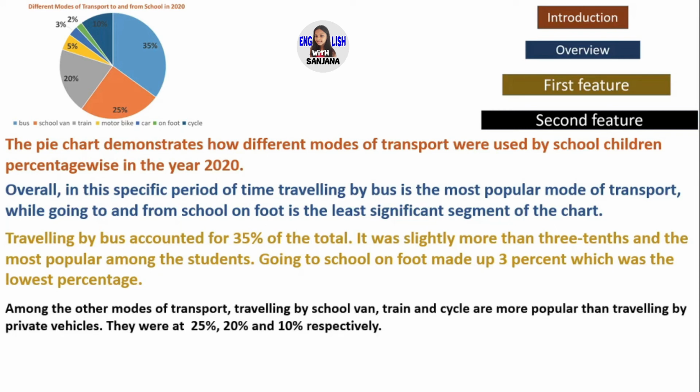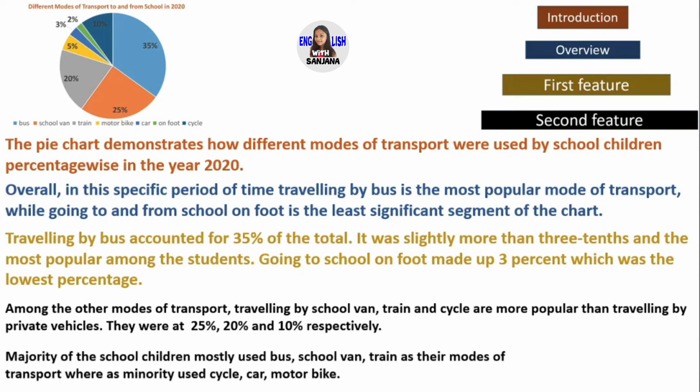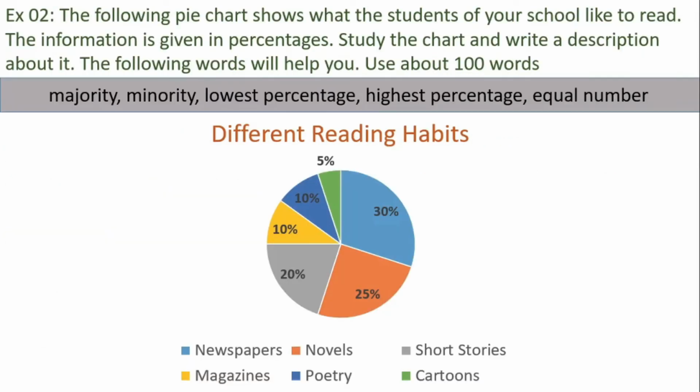Second feature. Among the other modes of transport, traveling by school van, train and cycle are more popular than traveling by private vehicles. They were at 25%, 20% and 10% respectively. Majority of the school children mostly used bus, the school van, train as their modes of transport, whereas minority used cycle, car, motorbike. Let's move on to another example.